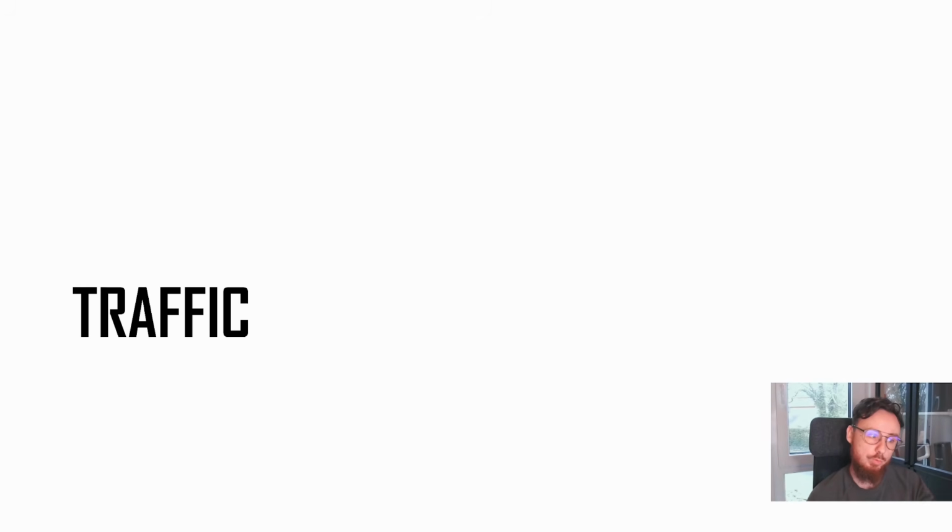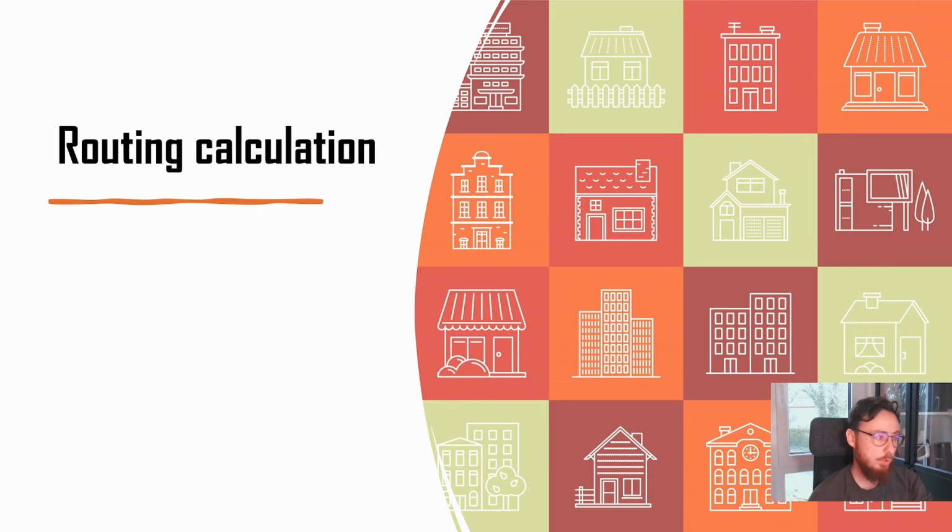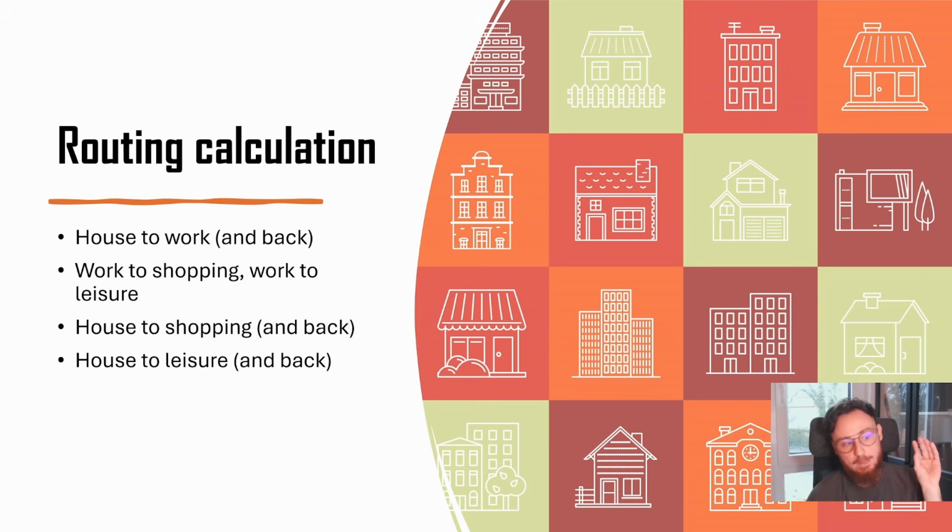Now, how do people and goods get somewhere? Like how does traffic work? So first of all, let's look at the routing calculation. We have house to work and back, of course. People move from work to the shops afterwards and then move home, or they move from work to a leisure place, or they just go shopping from their house or leisure and back, of course.